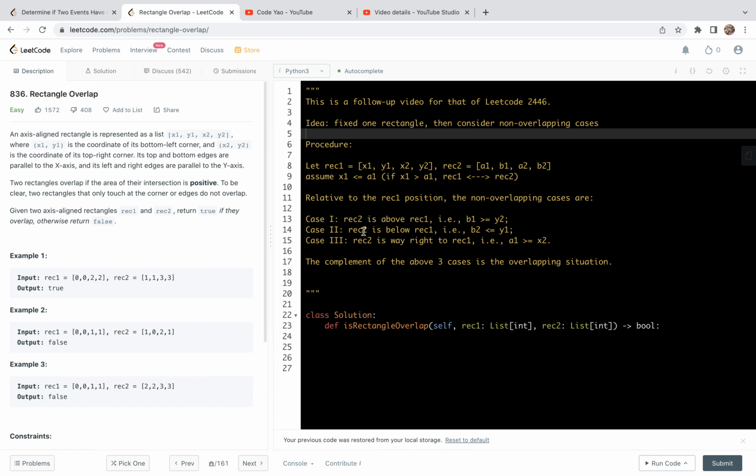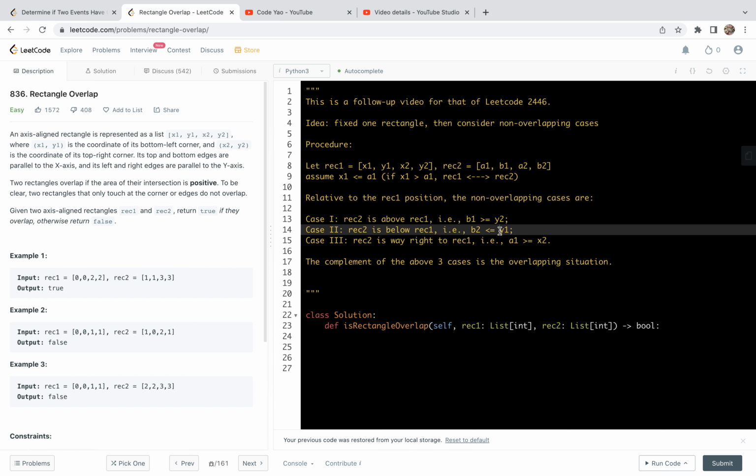Case 2 is that rectangle 2 is below rectangle 1. In other words, the larger y coordinate, the upper edge of rectangle 2, is below the smaller y coordinate, the lower edge, of the first rectangle. That is, b2 is less than or equal to y1. The third case is that rectangle 2 is to the right of rectangle 1. In this case, it corresponds to a1 being larger than or equal to x2. In other words, it's to the right of the rightmost edge, right?